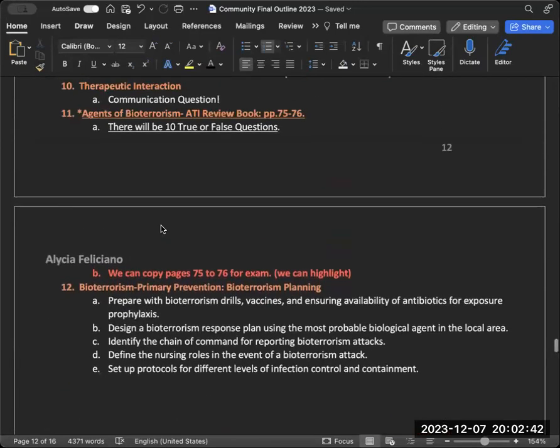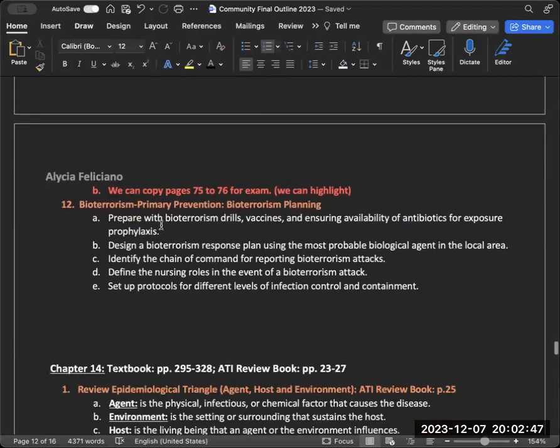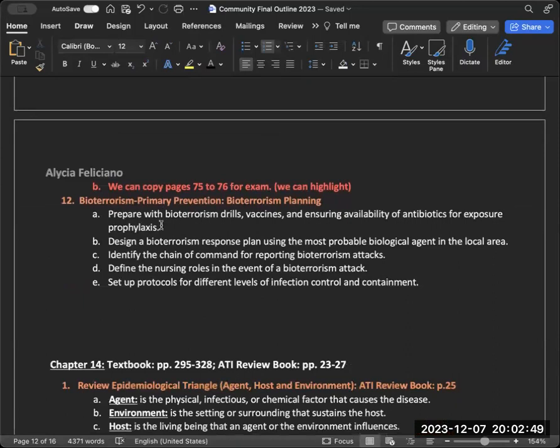Now, another thing that's on page 76, which I did clarify with her, is that it also includes the levels of prevention, 75 and 76.